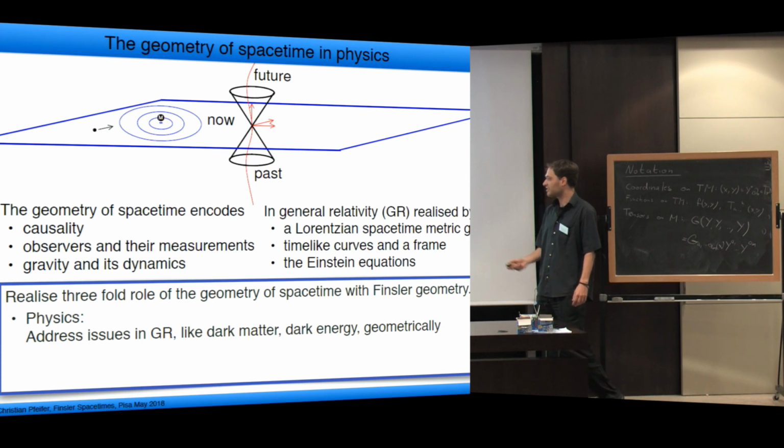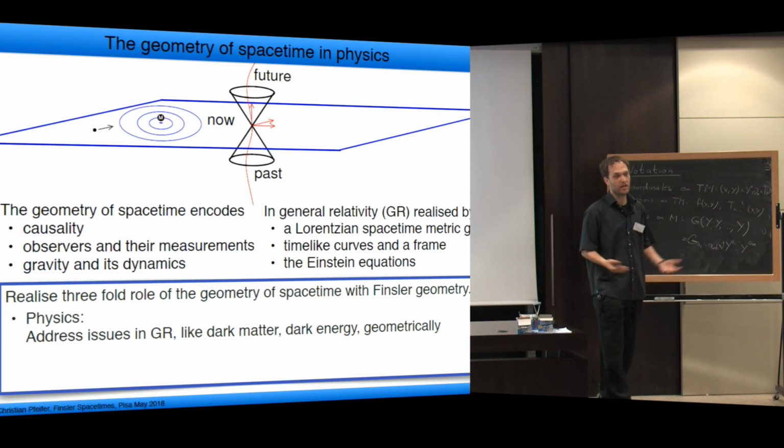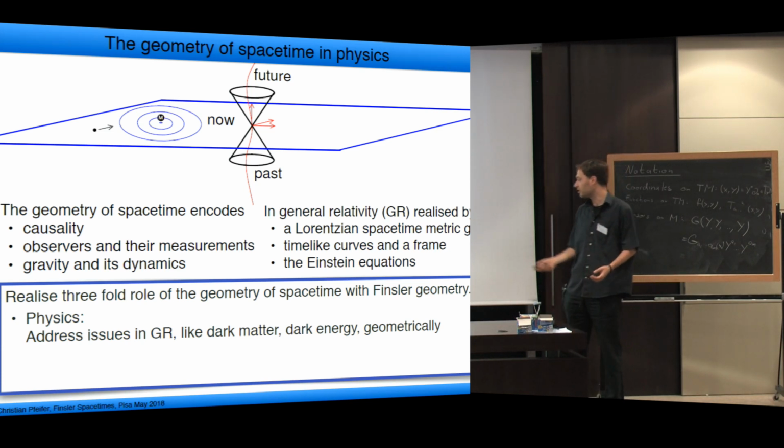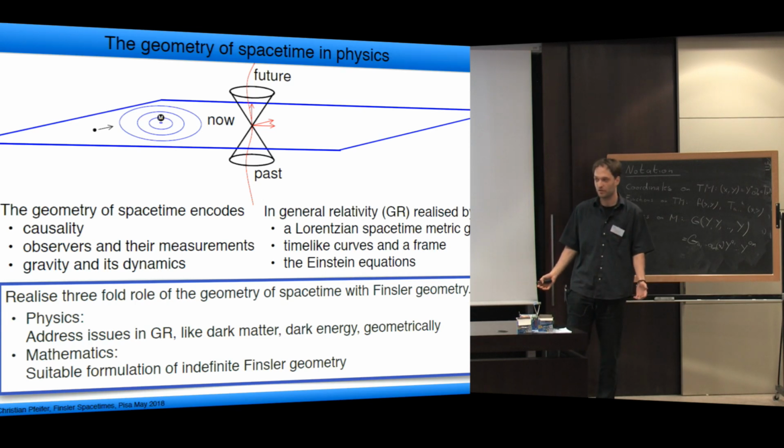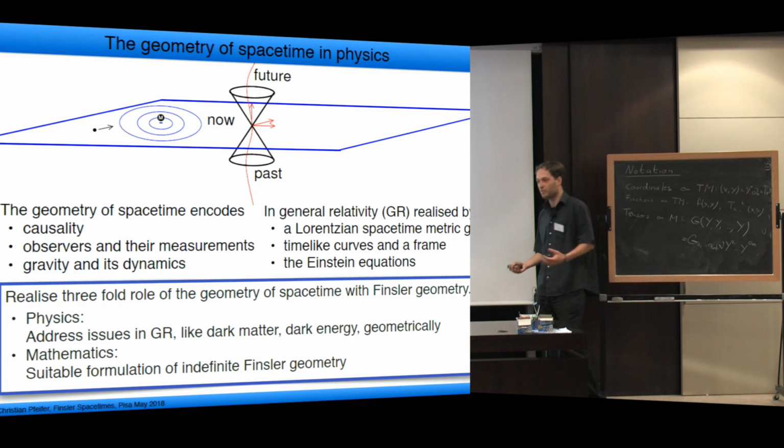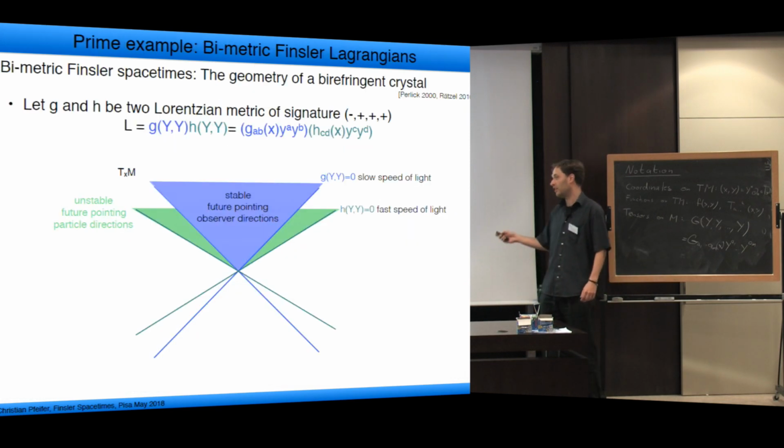The motivation from physics is to address issues in general relativity, like dark matter and dark energy phenomenology, from a geometric point of view. And from the mathematics point of view, I think it's interesting to find a suitable formulation of indefinite Finsler geometry which meets these requirements. And I would be really happy to discuss this with you. Maybe we can improve all the definitions of Finsler spacetimes there are.